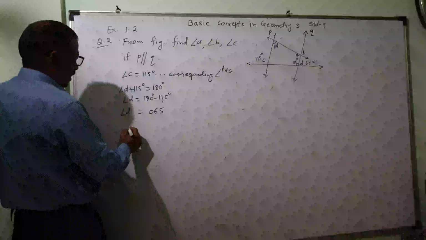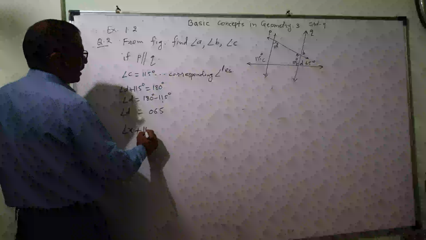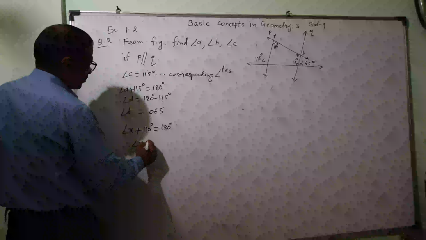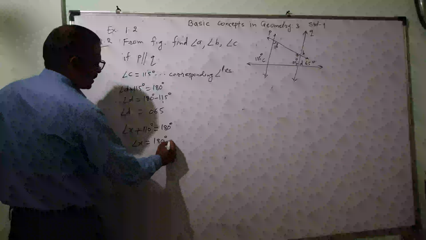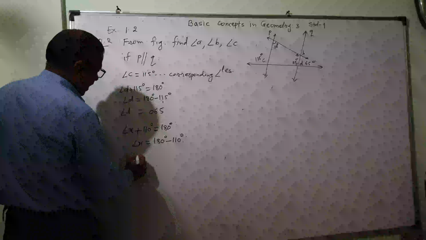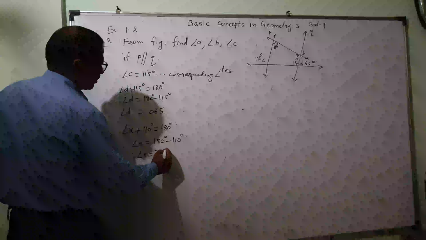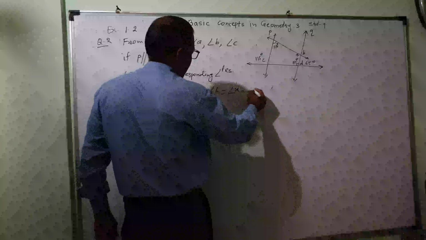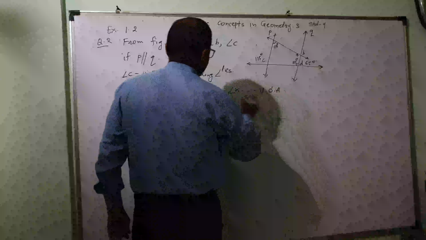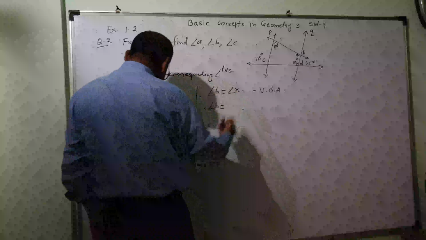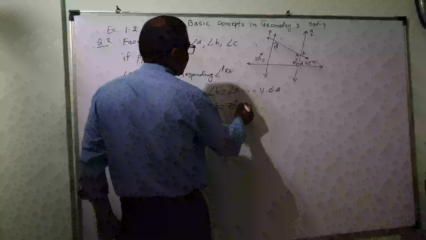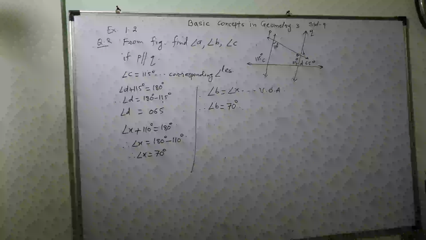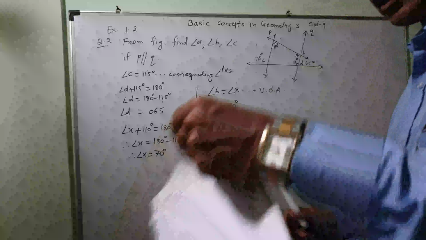So angle X plus 110 degrees is equal to 180 degrees. Therefore angle X equals 180 degrees minus 110 degrees. Therefore angle X equals 70 degrees. Therefore angle B equals angle X. Why? Because they are vertically opposite angles. So angle B equals X, which is 70 degrees. So this will be 70 degrees. This way, this second question is also over. I hope you have understood this well.